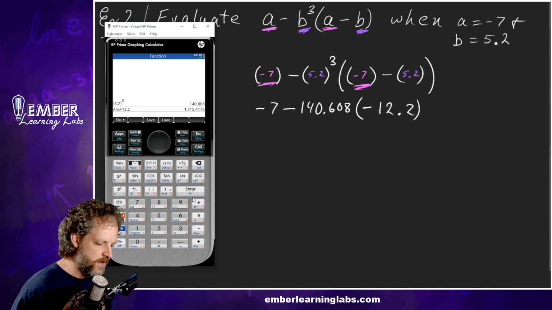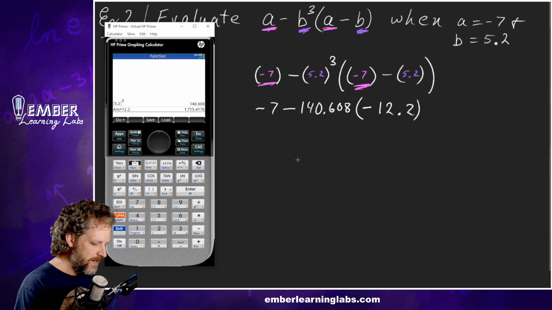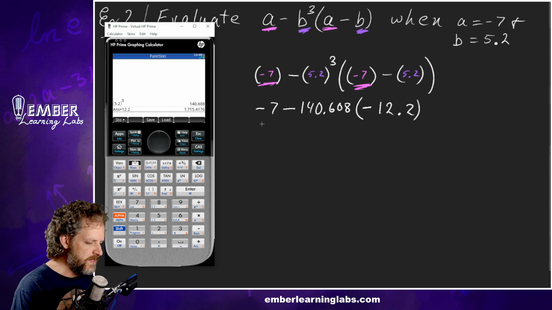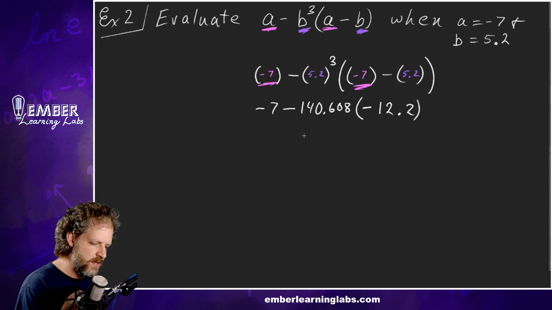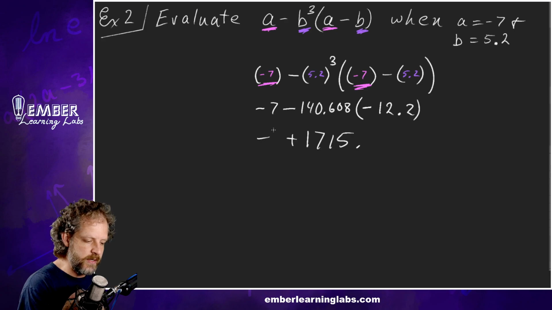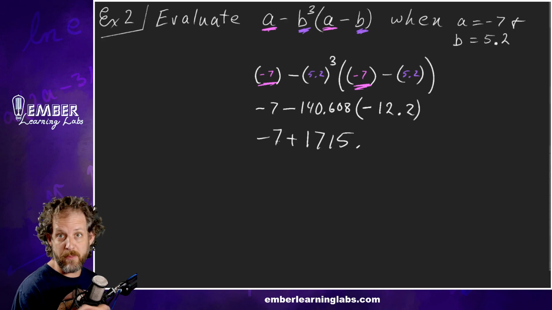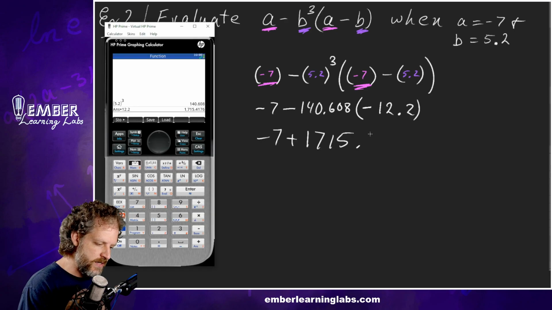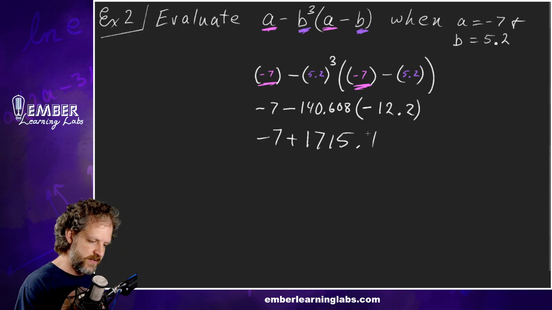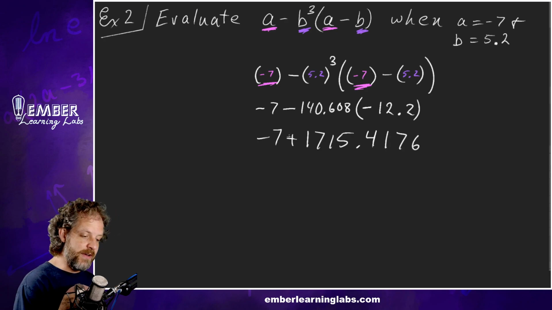12.2, enter. So I get 1,715 point. Now remember it's positive, so I'm just going to put a plus. I'm also going to go ahead and bring this down while remembering, then go back to my calculator. 4176. So I've got a positive here.